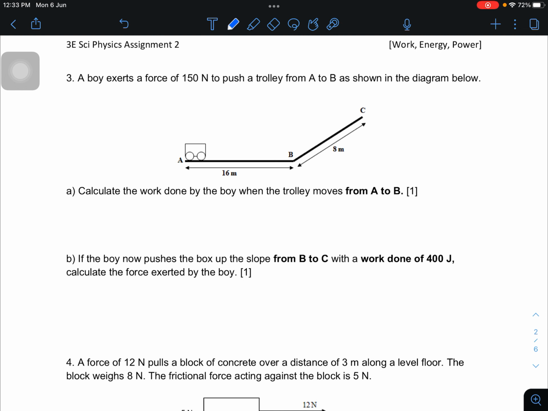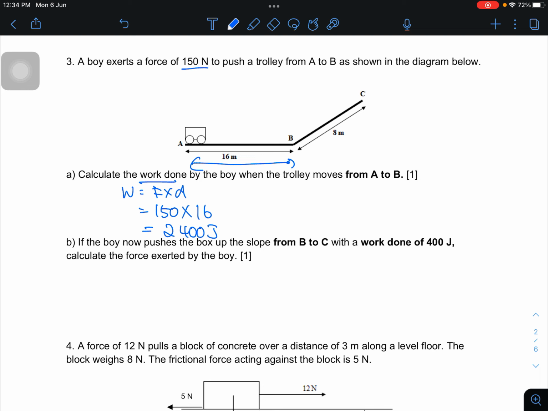Question 3. A boy exerts a force of 150 Newton to push a trolley from A to B as shown in the diagram below. Calculate the work done by the boy when the trolley moves from A to B. Very straightforward also. Work done equals force times the distance moved in the direction of the force. The boy exerts a force of 150 Newton. The distance moved from A to B is 16 meters. So again, a very straightforward question. 150 multiplied by 16, 2,400 joule.